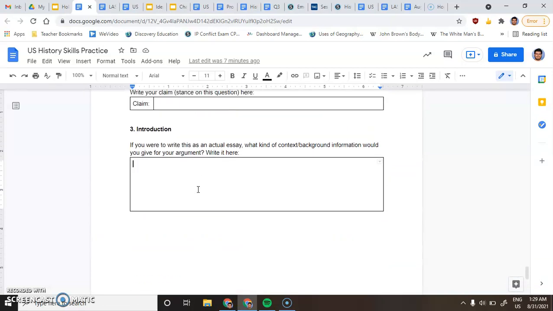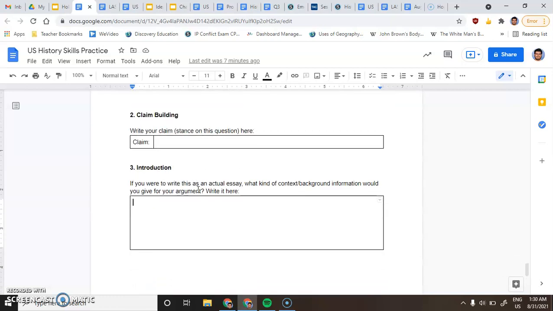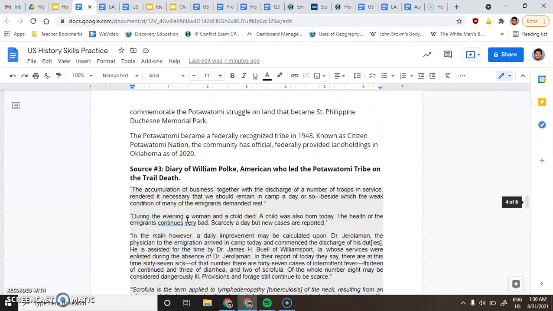I know this is a lot. It sounds like a lot because it is a lot. So I want us to take our time with it. If you don't finish it today, that's fine. We could work on it tomorrow as well. But this is one of the first steps that we need to accomplish before actually going in and writing our essays.